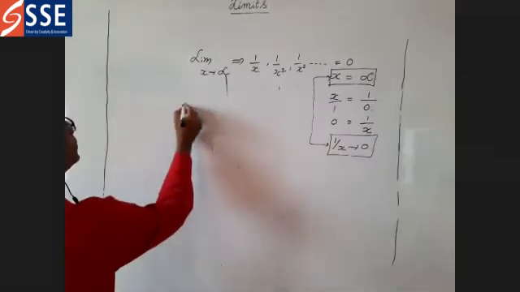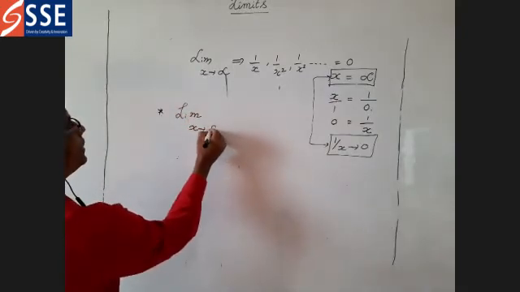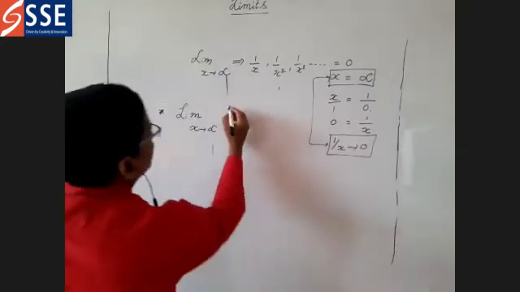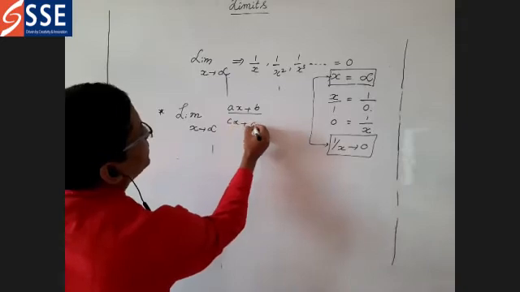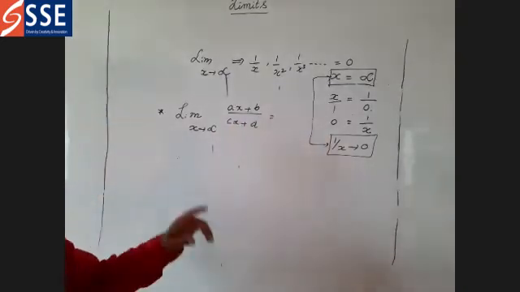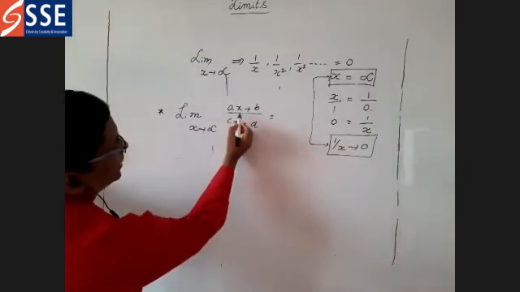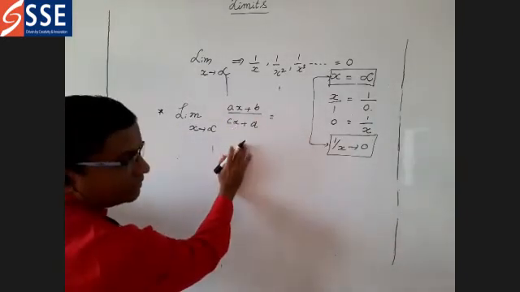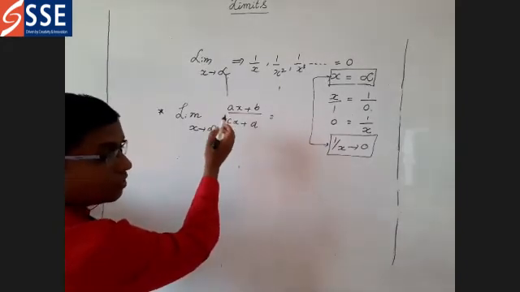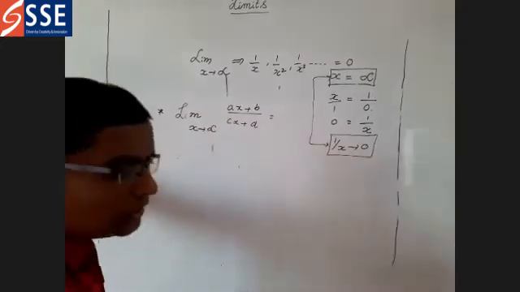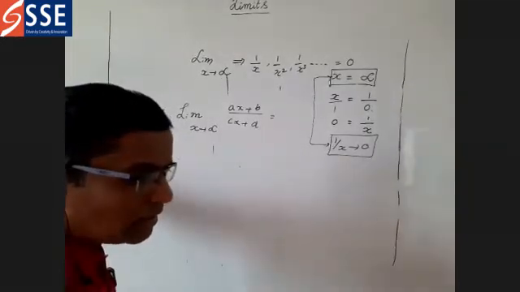Now, just remember this: limit x tends to infinity of (ax plus b) divided by (cx plus d) is equal to. First of all, remember this. The formula, how you are going to write it, is here: in both the cases x coefficients are there. Which x has the higher power, you should look at that. Still it is not clear.